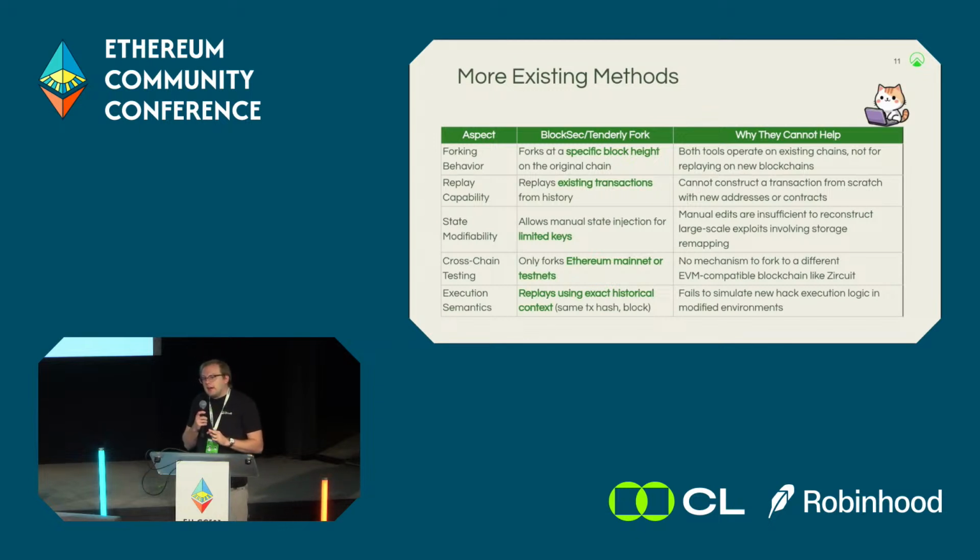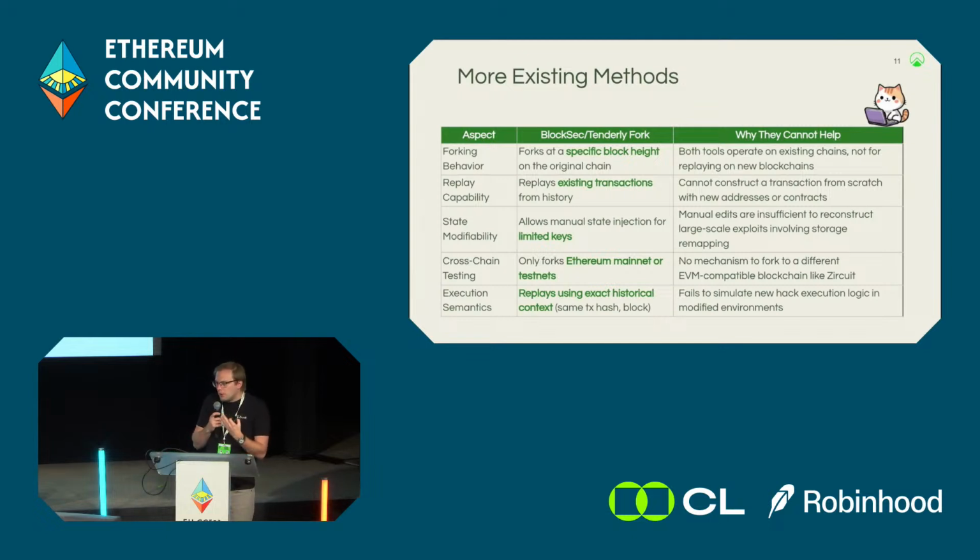To replay a hack exactly the way it is, and I will talk about this in a couple of slides, it's fairly straightforward. You can always fork the Optimism chain at exactly the block the hack occurred on, if it occurred on Optimism, and you can replay exactly that transaction. You can see what would happen. But that is not the point of this work.